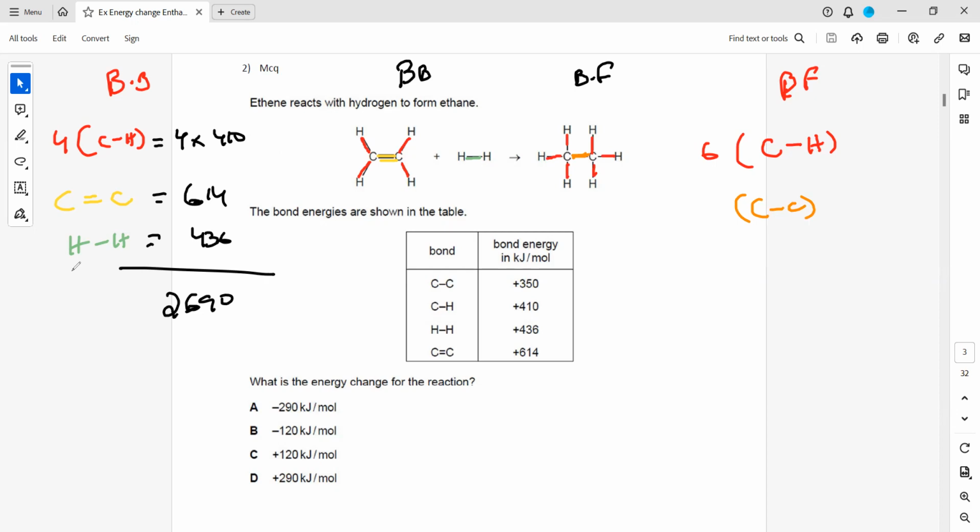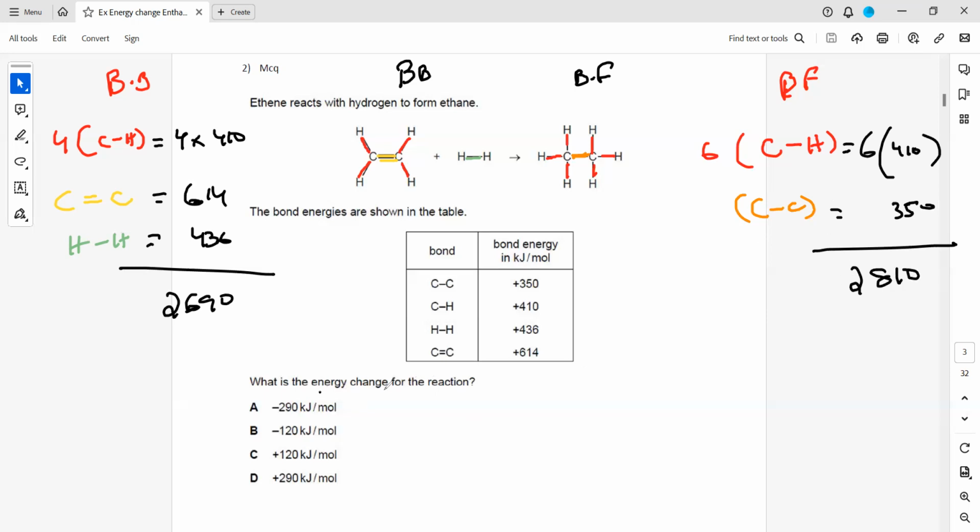So we substitute the values. So it will be 6 multiplied by CH, which is 410. And carbon carbon, only one bond is there, 350. When you sum, what's the answer? 2810. Okay, 2810. That's the bond forming side.